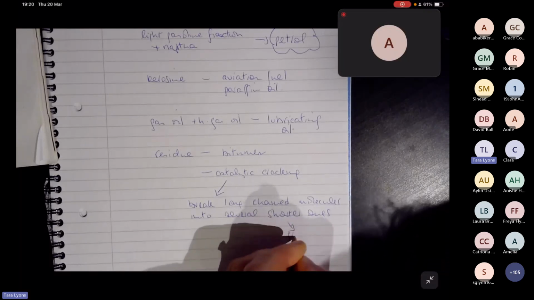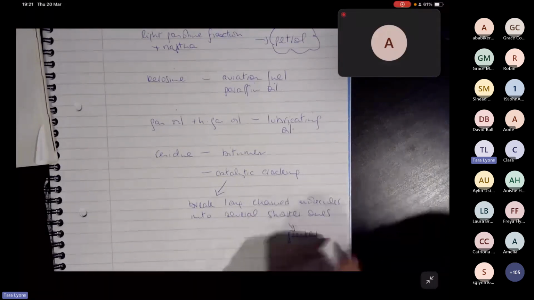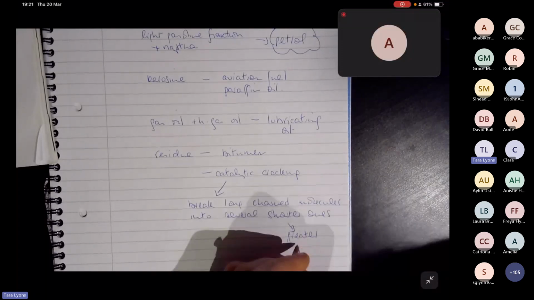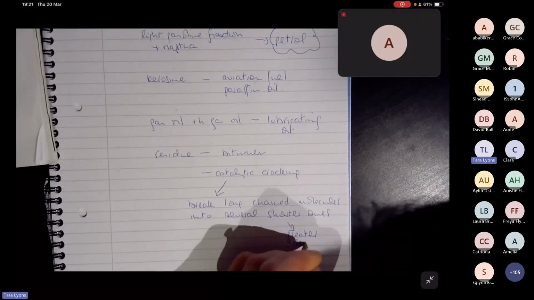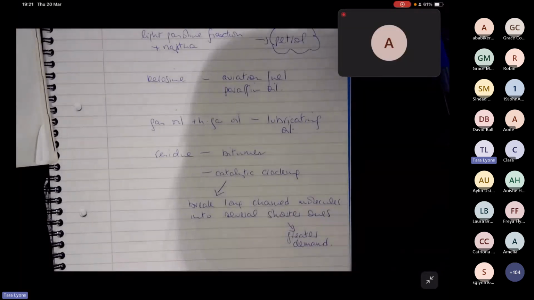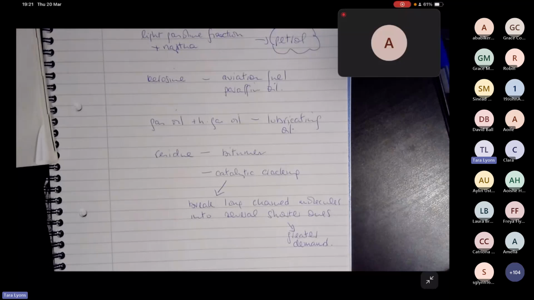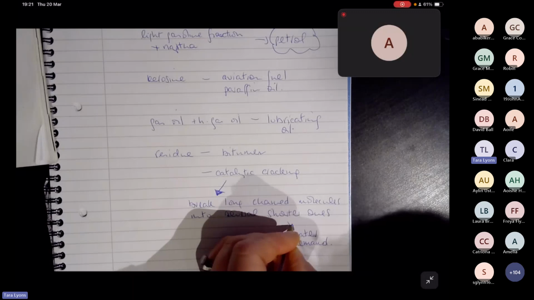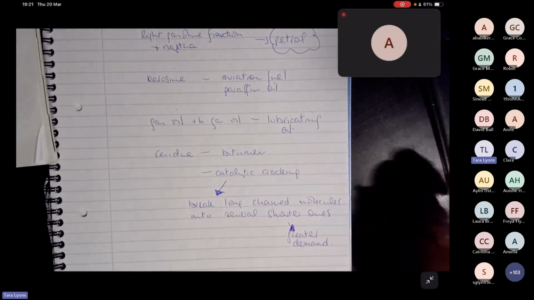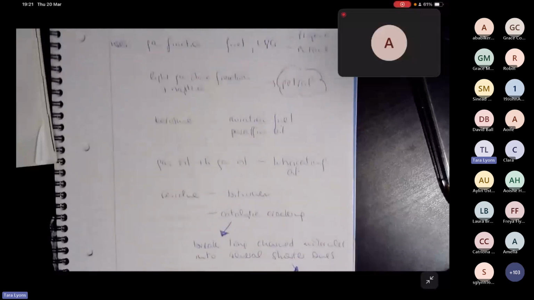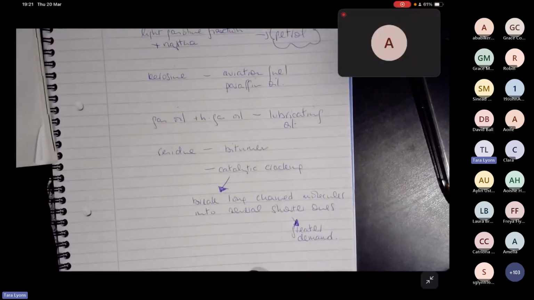So economically, that was a question one year. What's the economic importance of catalytic cracking? Well, there's a greater demand for shorter molecules. And if there's a greater demand, people obviously are going to be willing to spend more money or pay more money for those. So that's why we want it. Long chained molecules, not so much high demand, low demand, whereas short chained molecules, very high demand, and as a result, economically, that's going to be important. So make sure that you know a use for each of those.